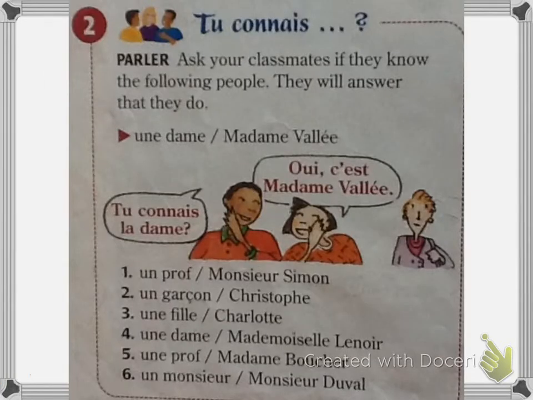All right, we're also going to do exercise 2 together. Tu connais. Ask your classmates if they know the following people. They will answer that they do. So notice here is our prompt right here. That's what they give us. So notice the first thing we're going to say is tu connais la dame. So notice we're using that part here, but the une is becoming a la. When will I use le?